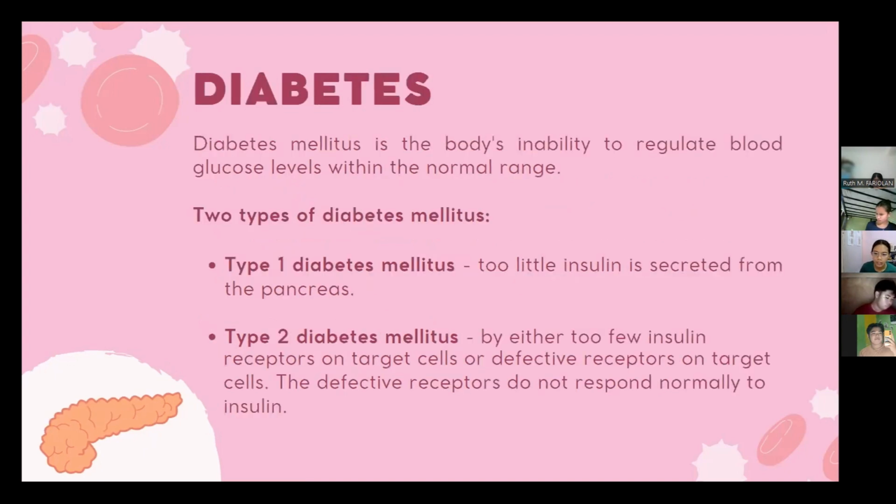So here is the condition affecting the glucose levels, which is diabetes. So diabetes mellitus is the body's inability to regulate blood glucose levels within the normal range. There are two types of diabetes mellitus. First is type 1 diabetes, where too little insulin is secreted from the pancreas. Second is type 2 diabetes, which occurs by either too few insulin receptors on target cells or defective receptors on target cells. The defective receptors do not respond normally to insulin.